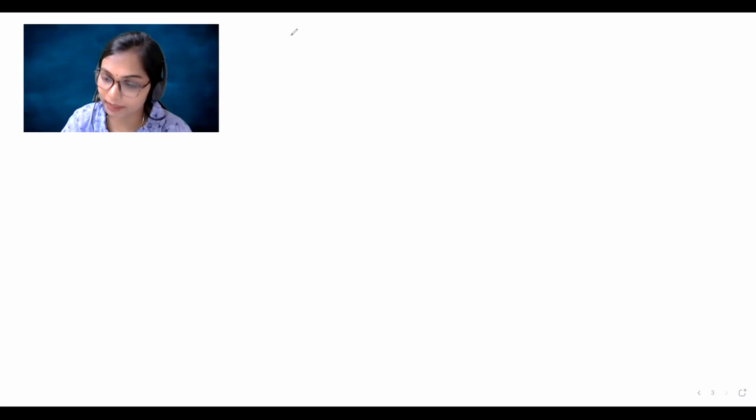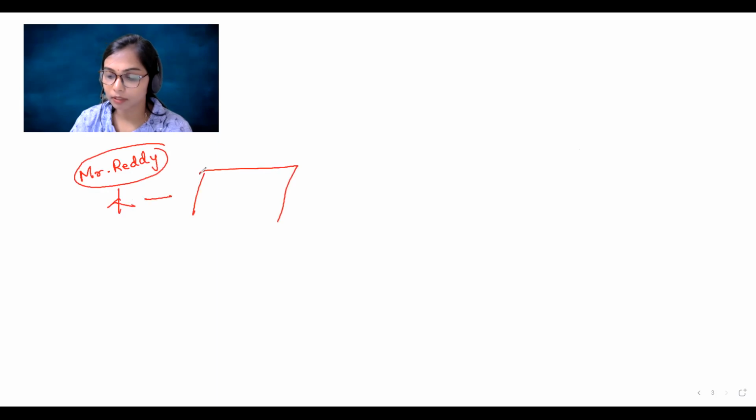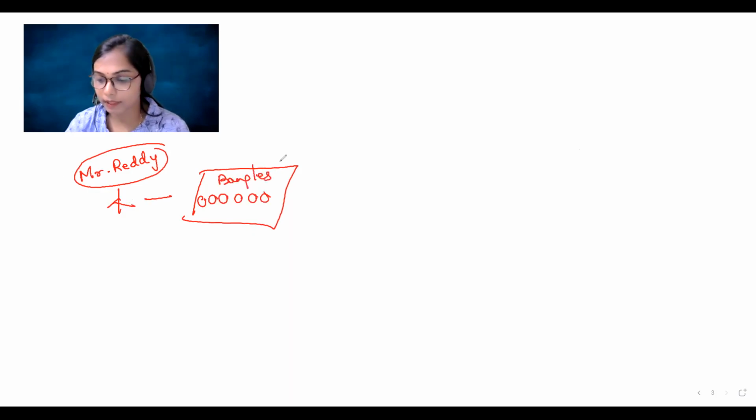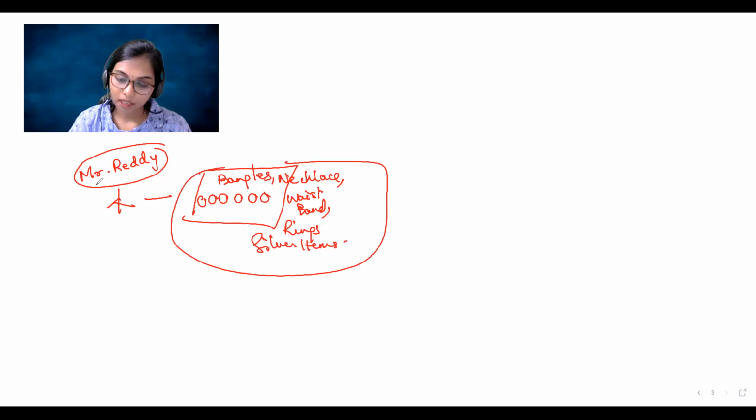Now, what has happened is this: Mr. Reddy is having some ornaments, bangles, then you have a necklace, a waistband, rings, silver items. All these things he has, Mr. Reddy plus Mrs. Reddy.